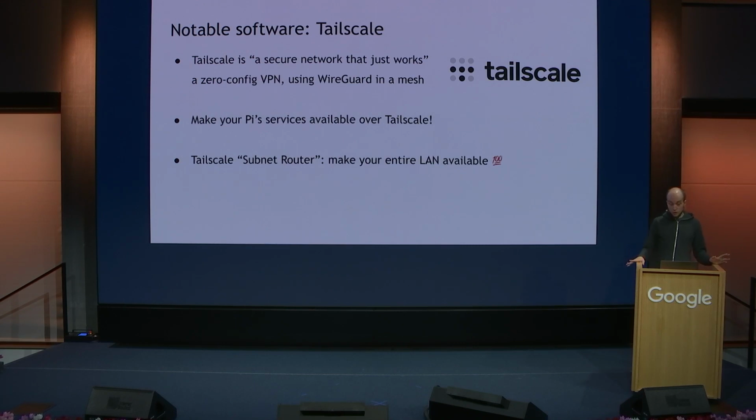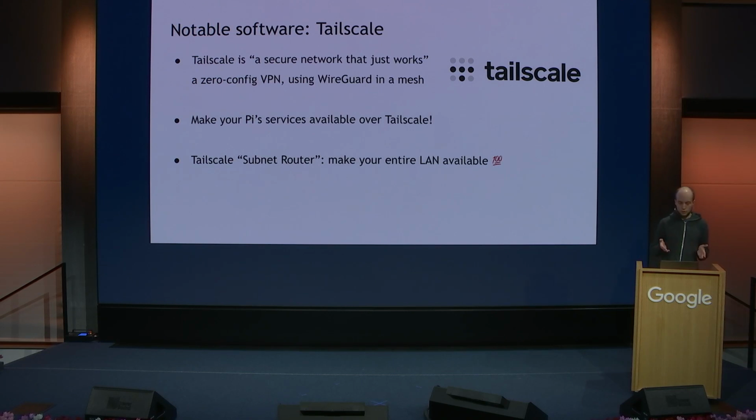All right, another cool Go program that you might have heard of is Tailscale. In case you haven't heard of it, they market themselves as a secure network that just works. What this means in more technical terms is that it is a zero-config VPN that uses WireGuard connections in a mesh configuration. So the traffic is going directly between the participants of your VPN and is not going through a central server.